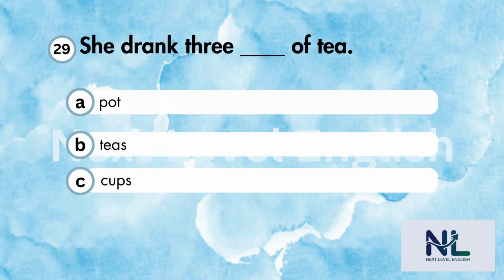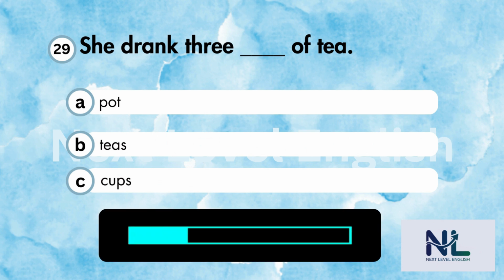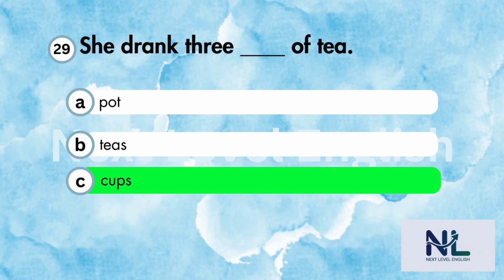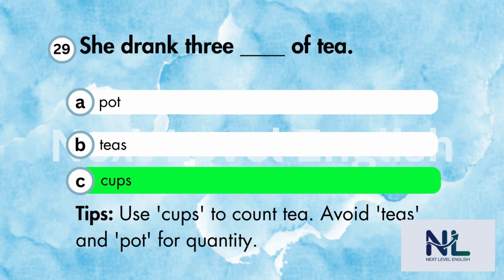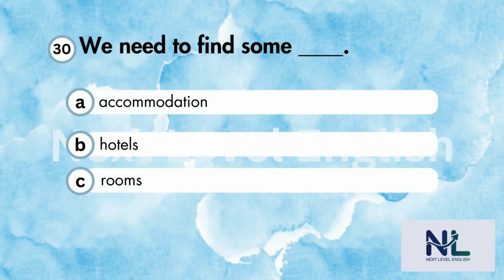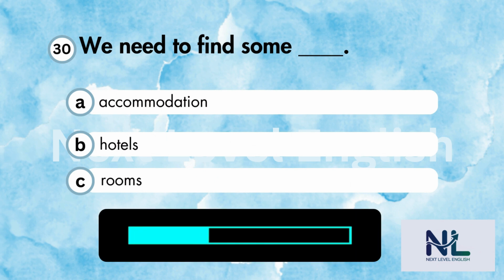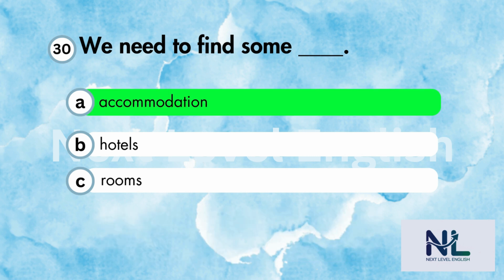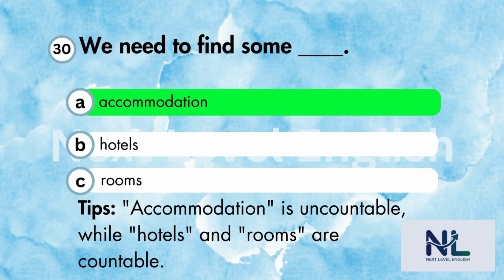29. She drank 3 cups of tea. Cups. Tips: use cups to count tea. Avoid teas in pot for quantity. 30. We need to find some accommodation. Accommodation. Tips: accommodation is uncountable, while hotels and rooms are countable.